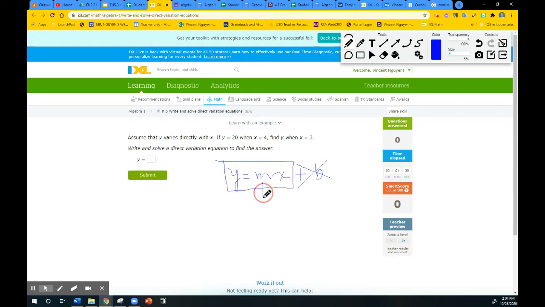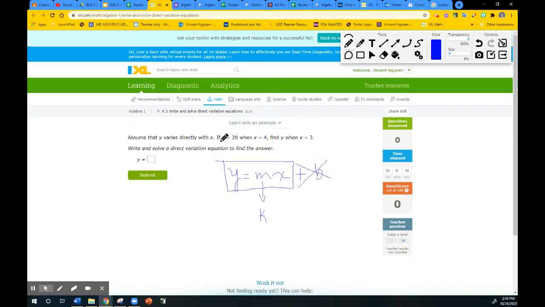Okay, however, they're using different letters for m now. They're using k, as in the constant of variation or constant of proportionality, because direct variation represents a proportion, right? So we're going to be using this equation to pretty much solve our problems, okay?